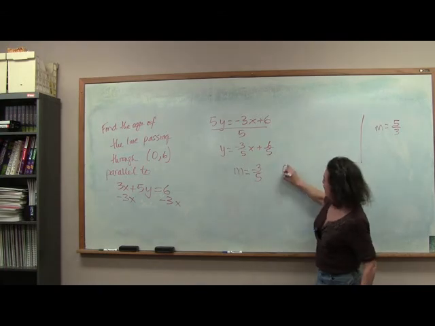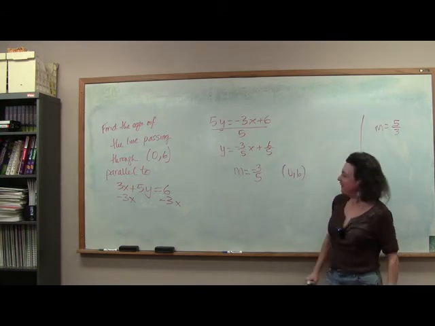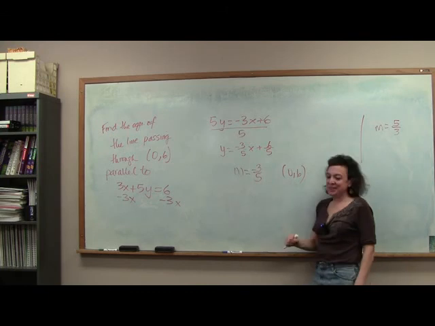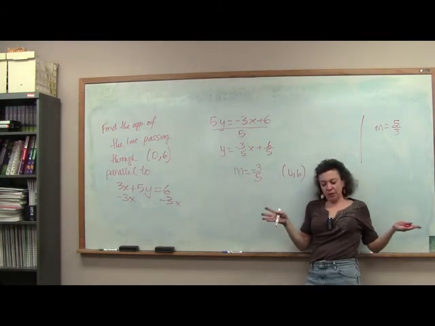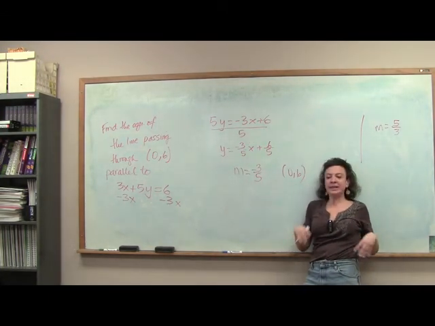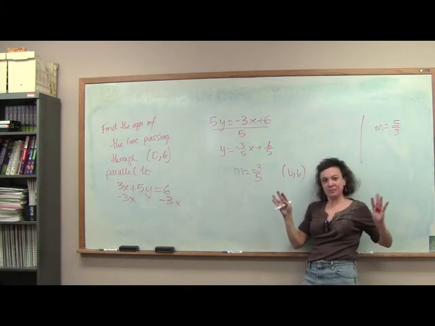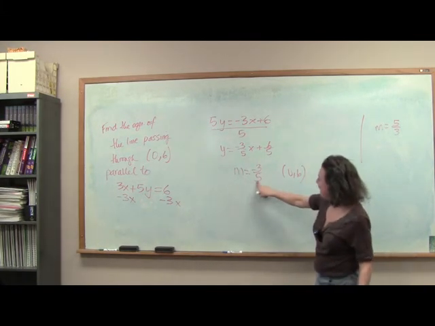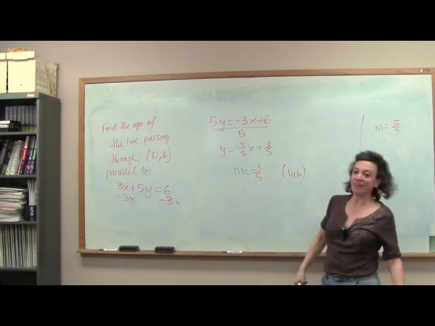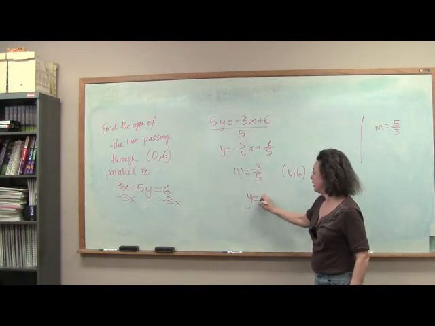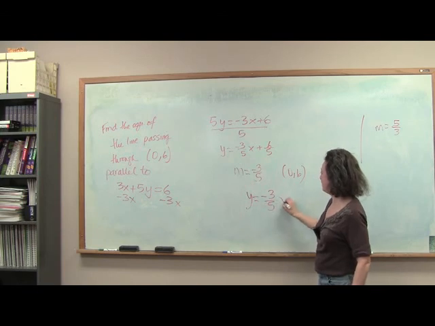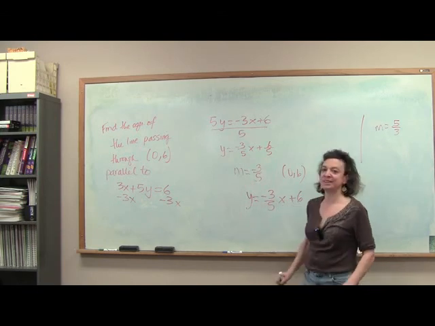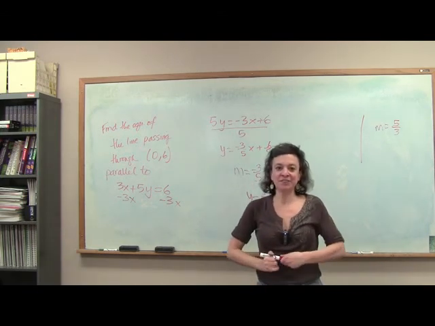But check this out. Okay? If you didn't recognize this was the y-intercept, you could go through the y equals mx plus b or the y minus y1 equals m times x minus x1. But we have our m, we have our b, we got it. Y is negative 3/5 x plus 6. And that is it for this section.